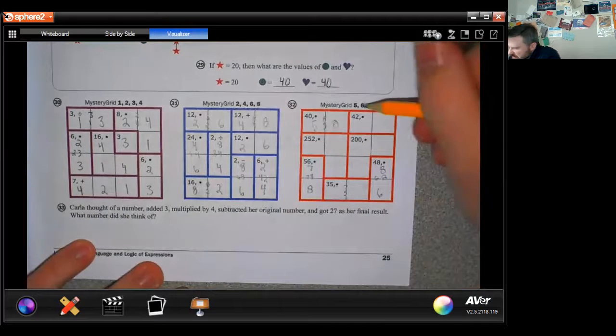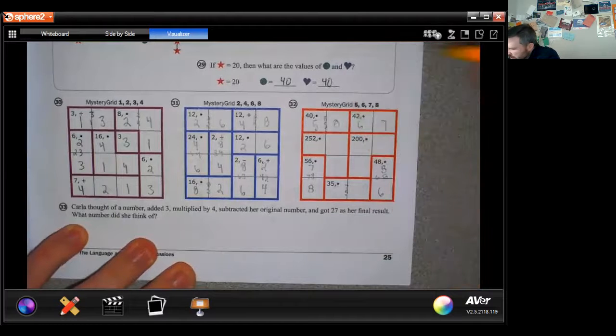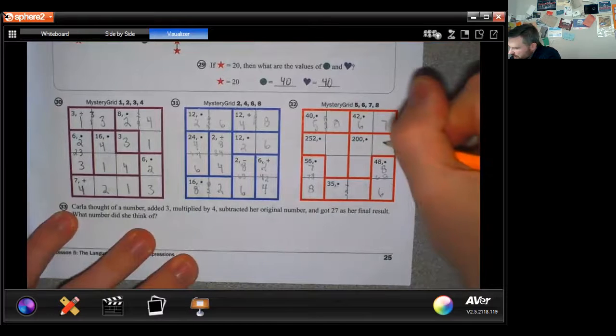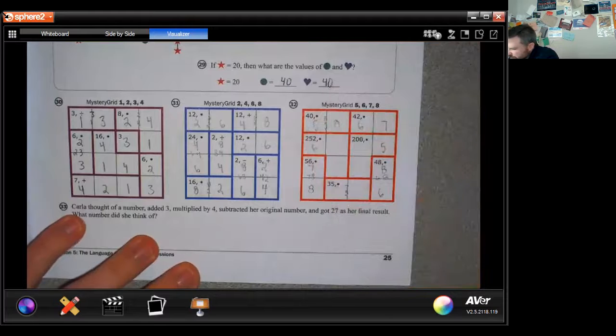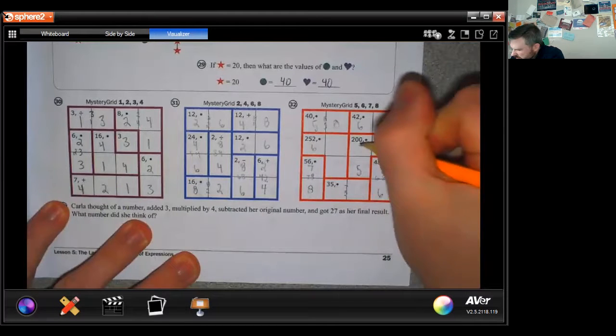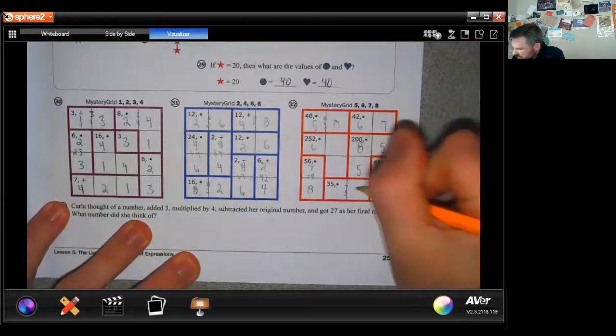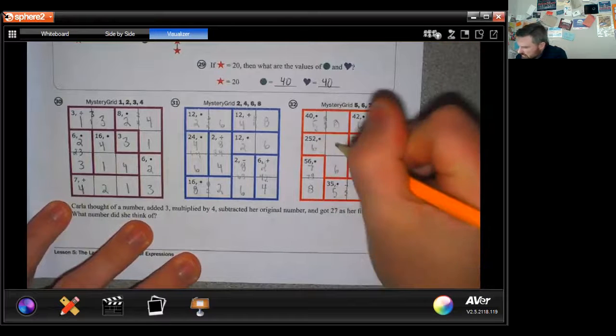42 is 6 times 7. This is already 6, so 7 and 6. Okay, this column needs a 5. This column needs a 6. So we're multiplying to get 200, which would be 5 times 5 times 8. So this would need a 7. So this would be your 5. And then this would be 6, 6, and 7.